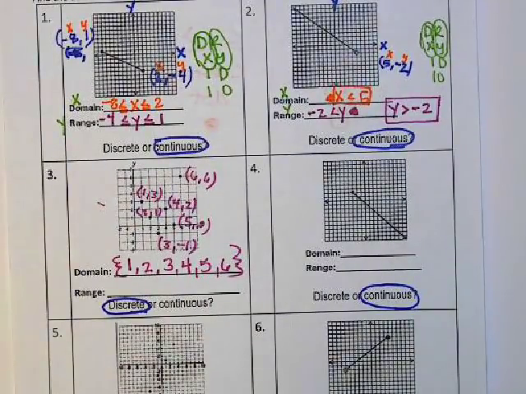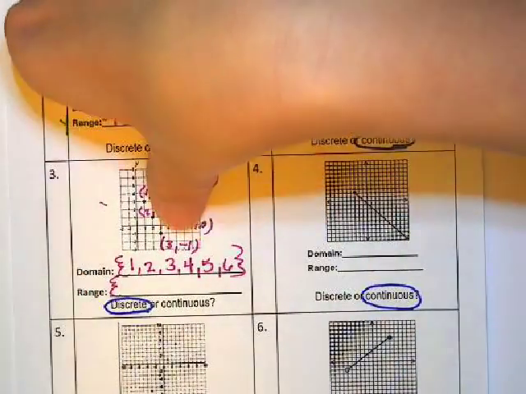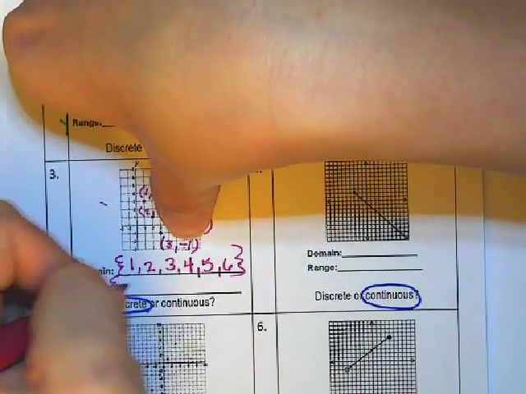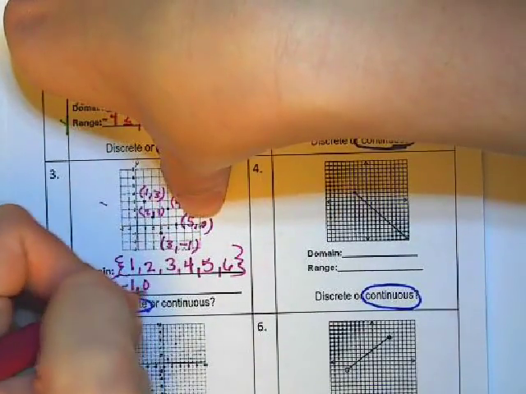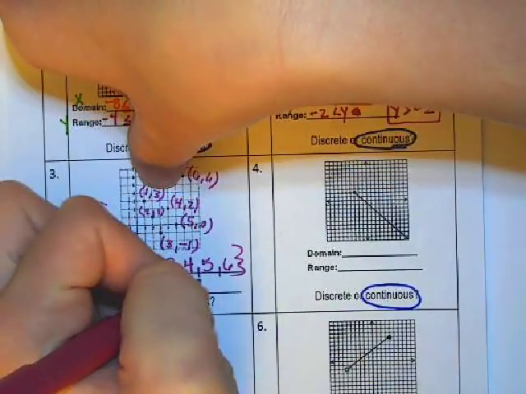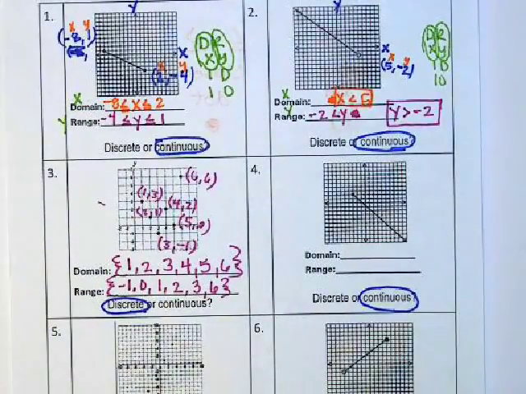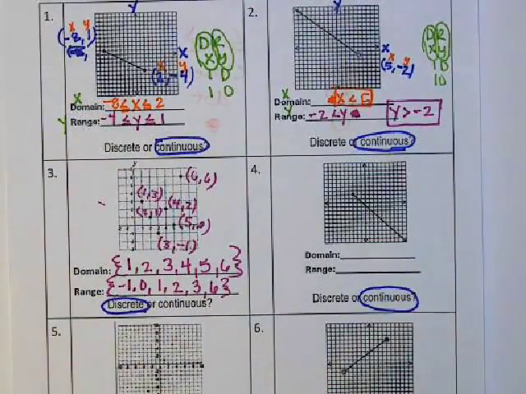Alright, and if I list my X's, what do you think I'm gonna do with my Y's? List them. Alright, so I'm gonna start with the smallest because it's supposed to be least to greatest, so -1, 0, 1, 2, 3, 6. Okay, do we see the difference? When you have dots, you list them. When you've got a line, you do X less than, Y less than. Got it?